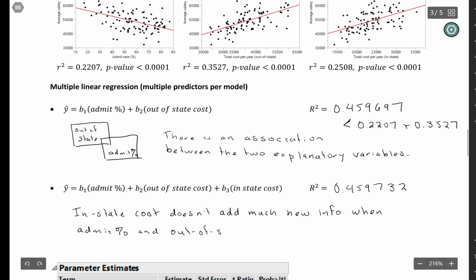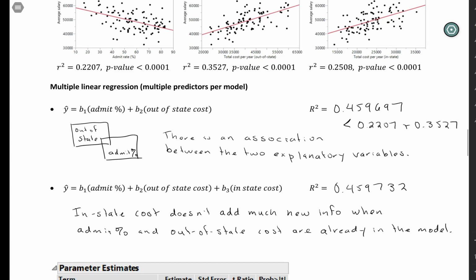Notice that I'm talking about redundant information because it's not that it's not associated. We've already seen the p-value for in-state cost and it was very small, so it must be this redundant information that once admittance rate and out-of-state cost are already in the model, then adding this new variable doesn't make much of a difference. So intuitively, we might guess that in-state cost and out-of-state cost are correlated with each other, right? Maybe that's where the redundant information is coming from.